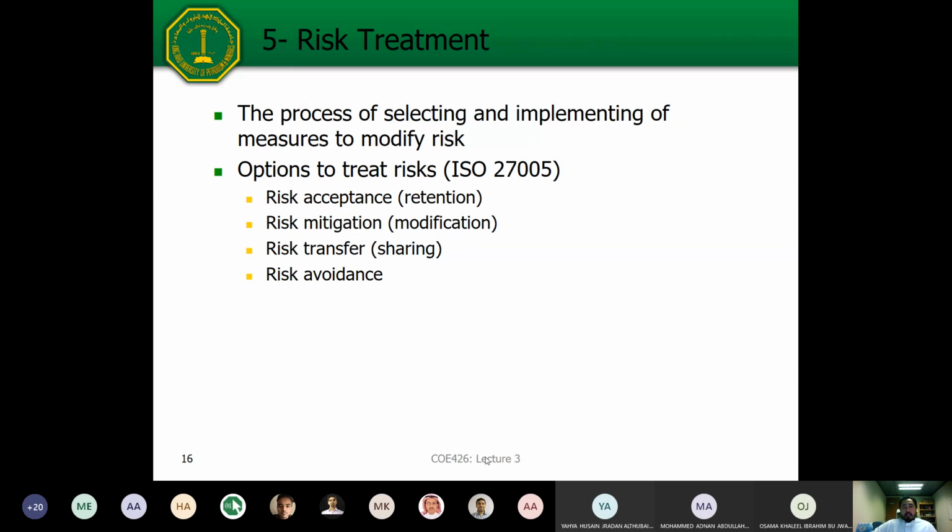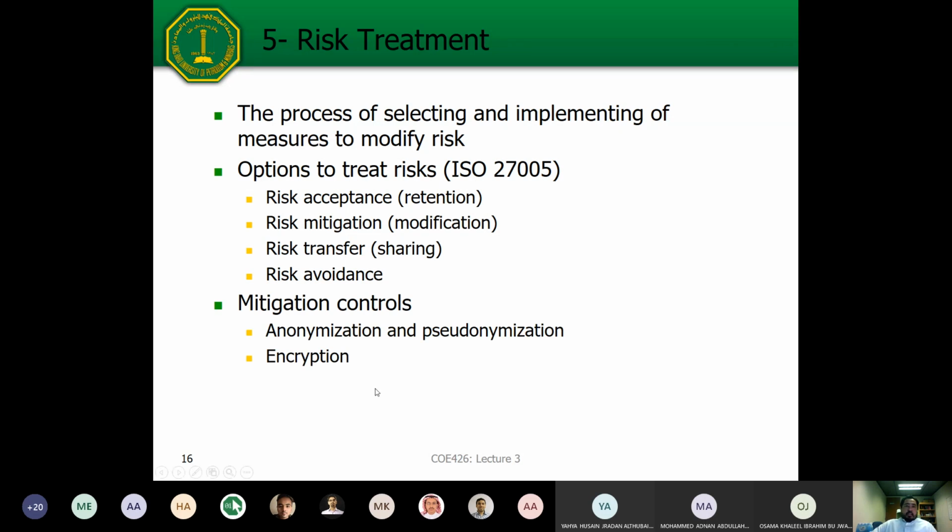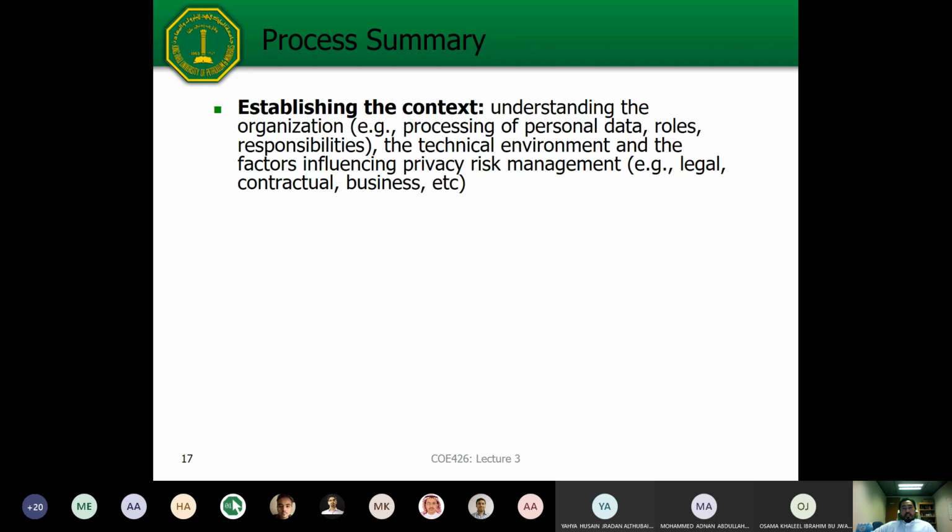Or risk avoidance. Again, some companies say, I don't want any trouble. If there is a problem with this application, shut it down. I don't want any risk. So this is the different treatment of risks depending on the organization. And as we will see later on, there are some, I don't want to say easy solutions, but quick fixes for privacy. Anonymization is one. Pseudonymization is another. And maybe encryption, right? So identifying where the risk is, and then using the right encryption scheme to mitigate such risk. So this is a process summary.